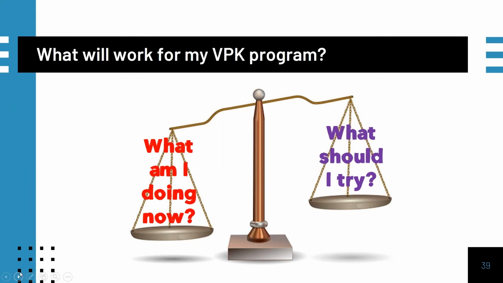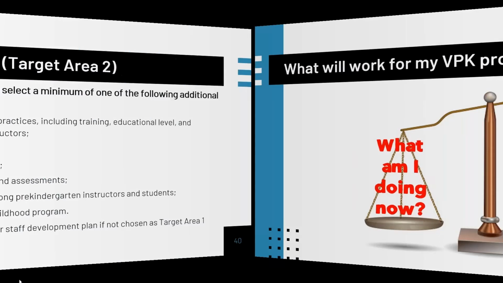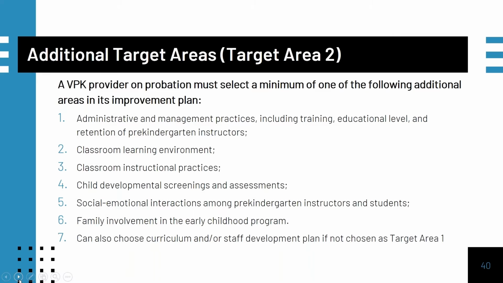Okay. So now we're going to talk about what will work for my VPK program. What am I doing right now? So think about what you're currently doing and think about what should I try? What are some new things that you can add to your program? So now we have Gretel and Stephanie that are going to discuss the additional target areas. They're going to talk specifically about target area 2.